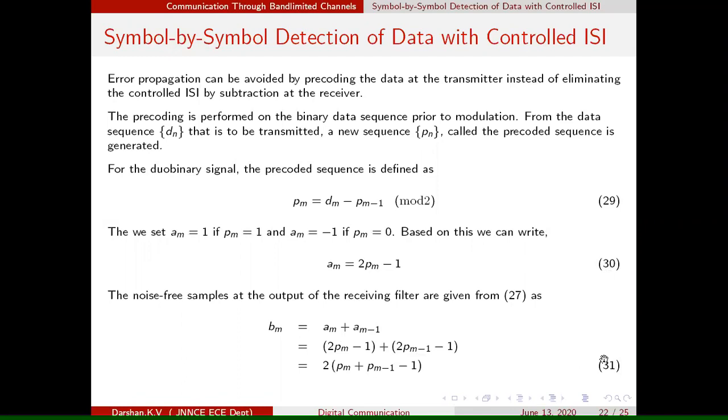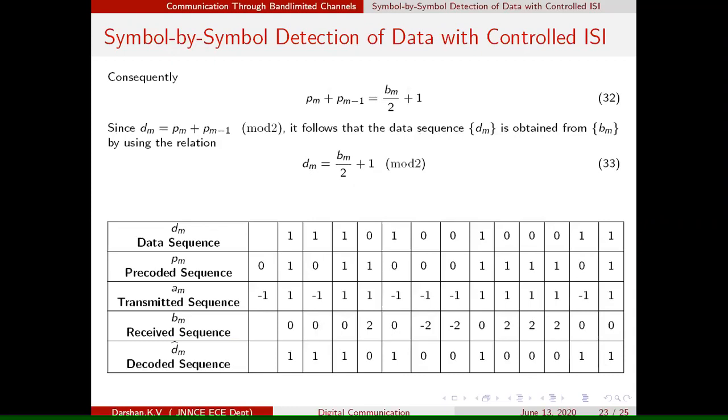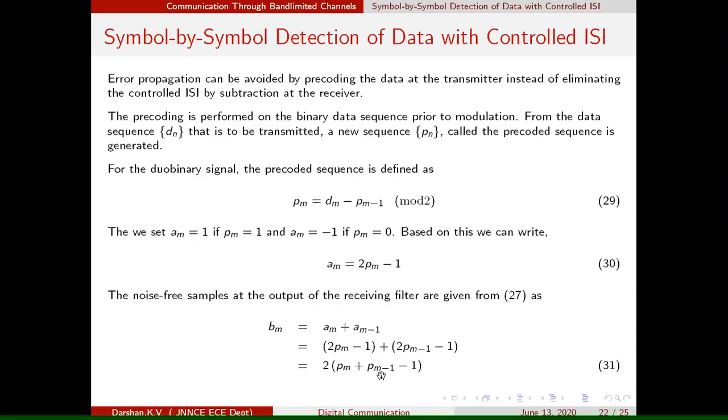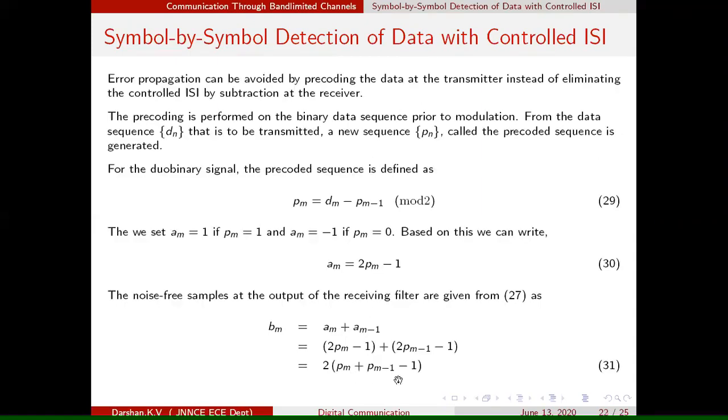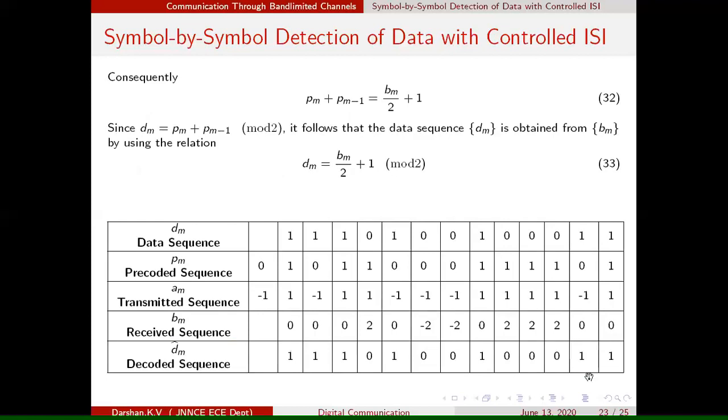Still, you may ask, why are we doing this? The answer is equation number 32. If you simplify equation 31, you get this equation: PM plus PM minus 1 is equal to BM by 2 plus 1. What is this equation 32? This is just a direct simplification of equation number 31. Now, what is the use of this equation 32? Let me tell you that also.